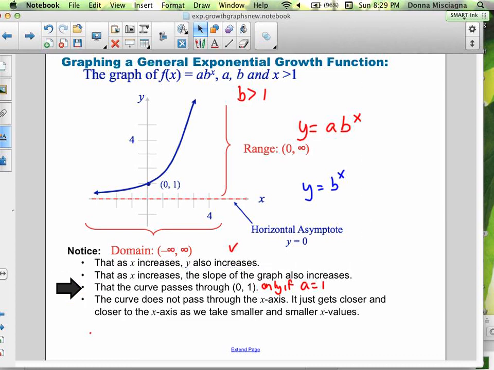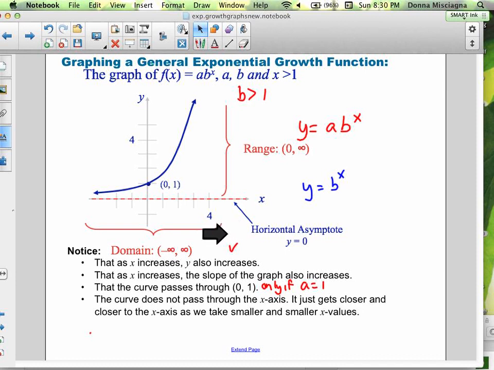We'll talk about why as we go to do some graphs. The curve is not going to cross the x-axis on any of these simple graphs that we're going to be doing. It's going to get closer and closer to the x-axis as we take smaller and smaller x values. So we're going to have a horizontal asymptote, and my horizontal asymptote is going to be at y equals 0. That's where the horizontal asymptote will be.